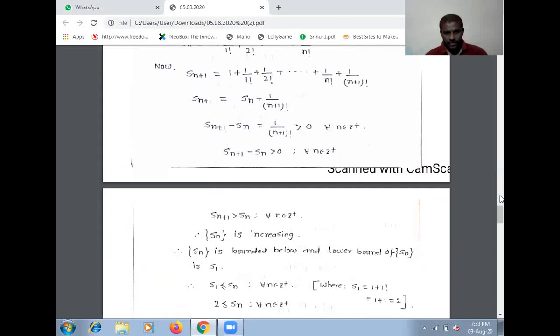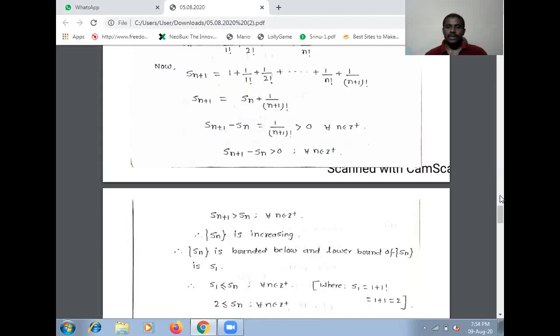So what is the meaning here? Sn plus 1 greater than Sn means it is an increasing sequence. So the given sequence is an increasing sequence. An increasing sequence means it is bounded below and has a lower bound. So here the lower bound is S1. So S1 is the lower bound of Sn. Bounded below sequence means it has a lower bound, so S1 is the lower bound of Sn.